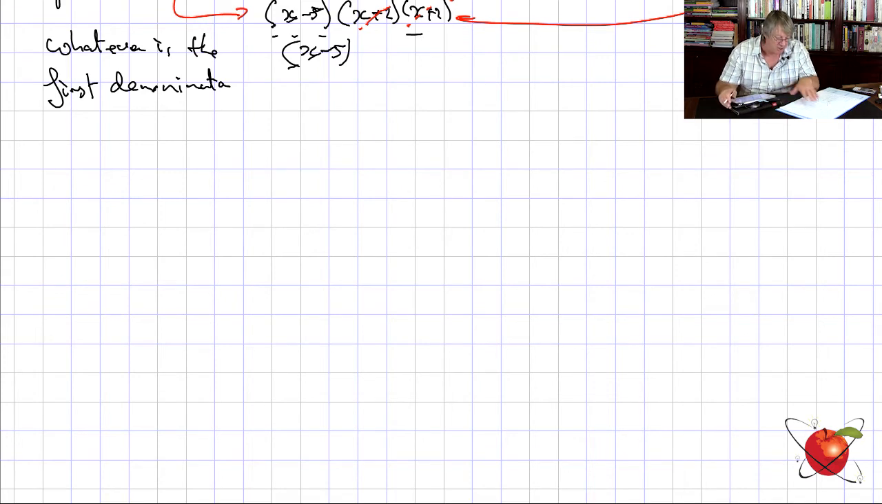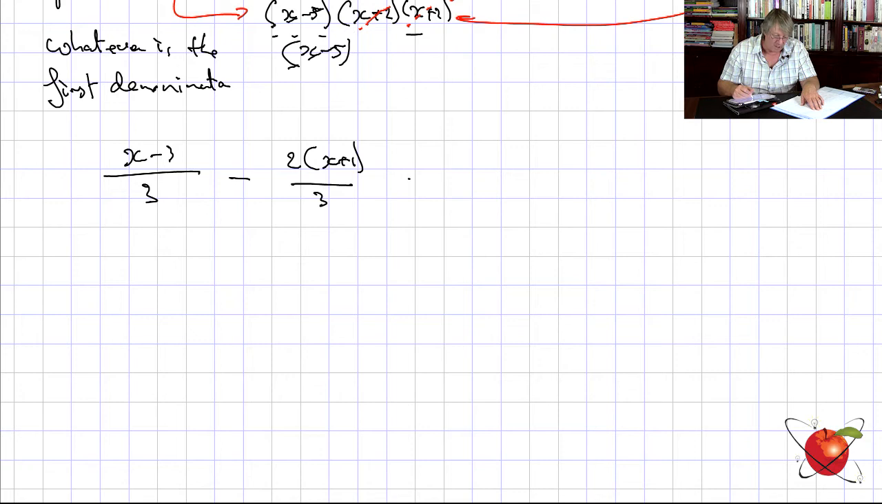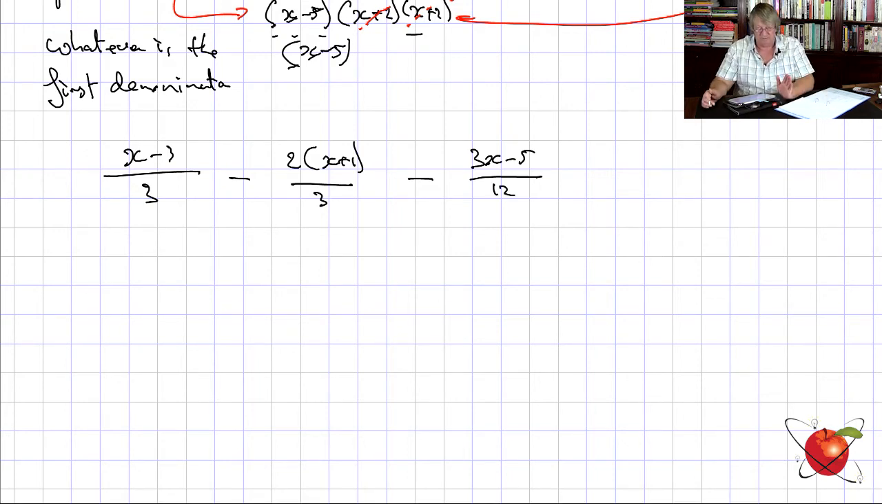Okay? Let's just have a look at x minus 3 over 3. Once again, let's simplify. X minus 3 over 3 minus 2 times x plus 1 over 3 minus 3x minus 5 over 12. All right? This is a simpler one. We'll go back to the more difficult ones now. What do we do here?